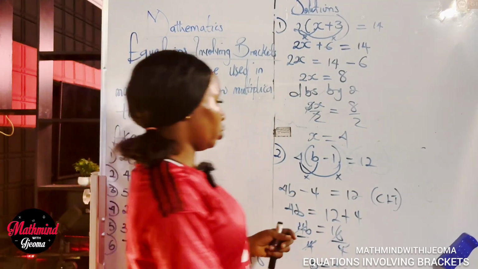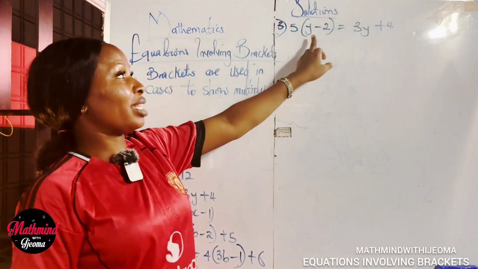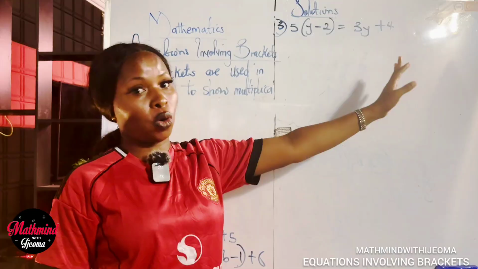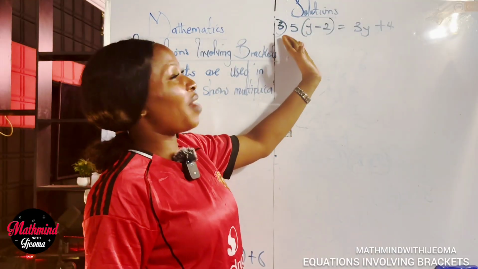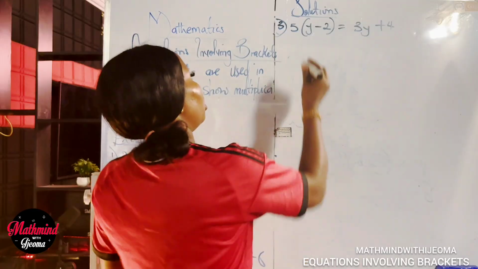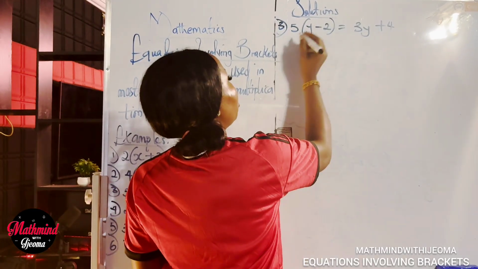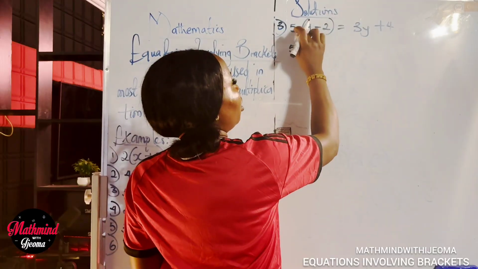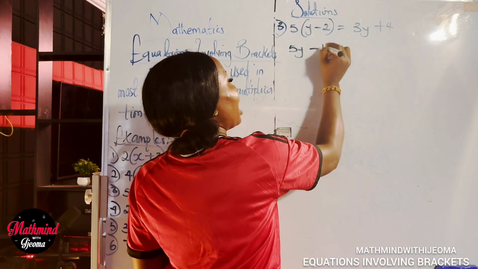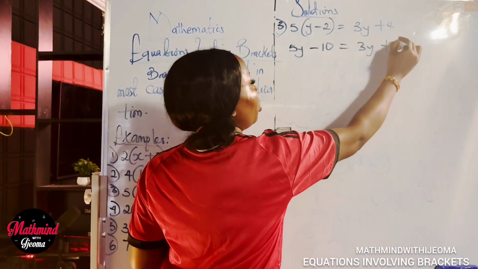Now let's go to the third one. The next example says 5 bracket y minus 2 equal to 3y plus 4. So you use 5 to open the bracket because 5 is closest to the bracket. 5 times y, 5y. 5 times minus 2, minus 10, equal to 3y plus 4.